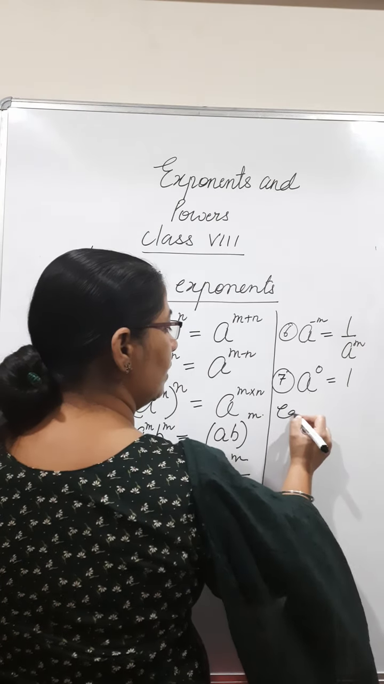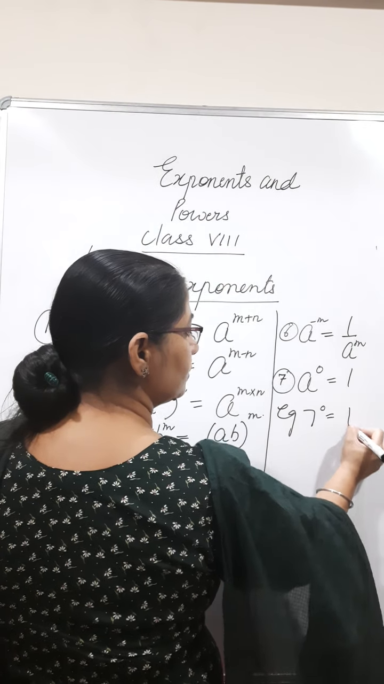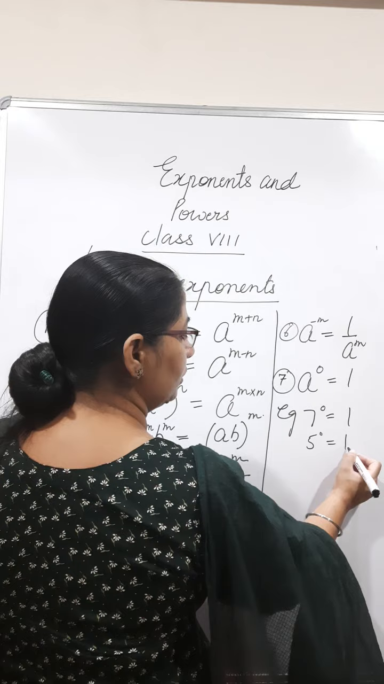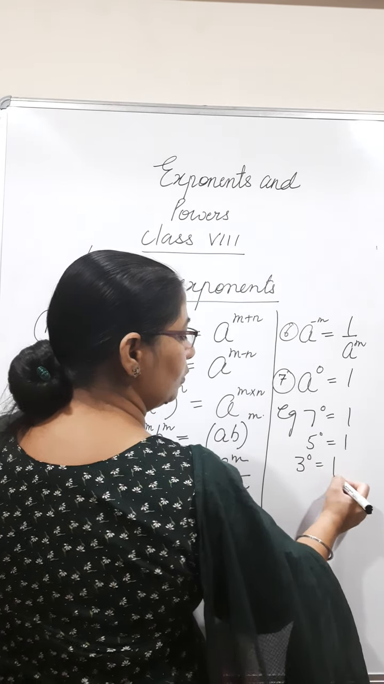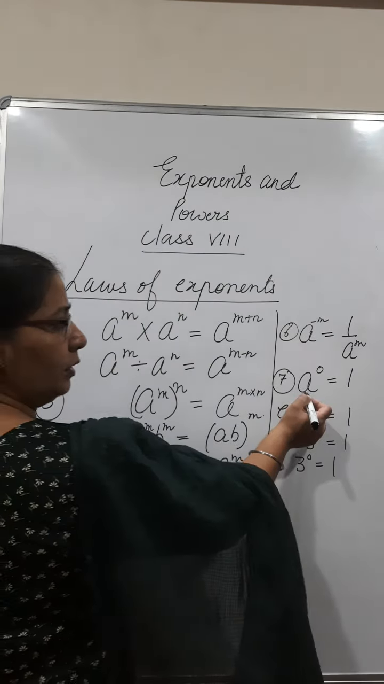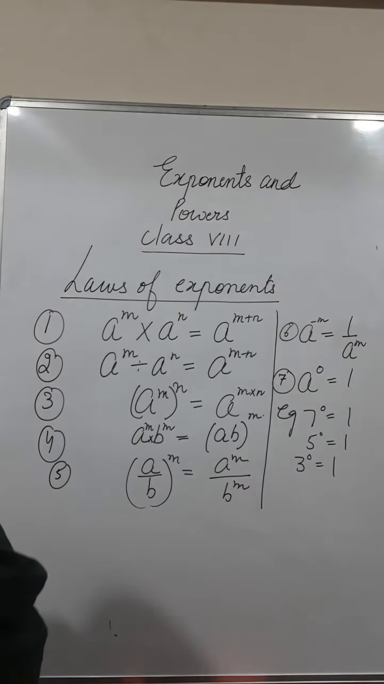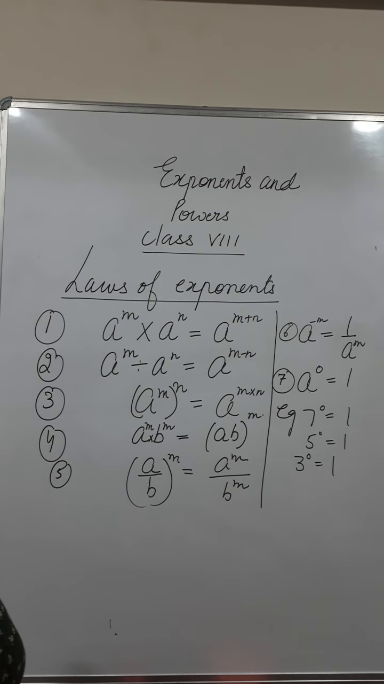Say for example, you have 7 power 0, the answer is 1. 5 power 0, the answer is 1. 3 power 0, the answer is 1. So whenever you have any number raised to power 0, the answer to that is always equal to 1.